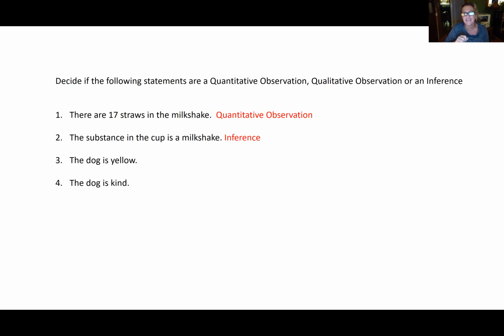Next one, the dog is yellow. This is a qualitative observation. It has a quality. You can actually see that the dog is yellow.